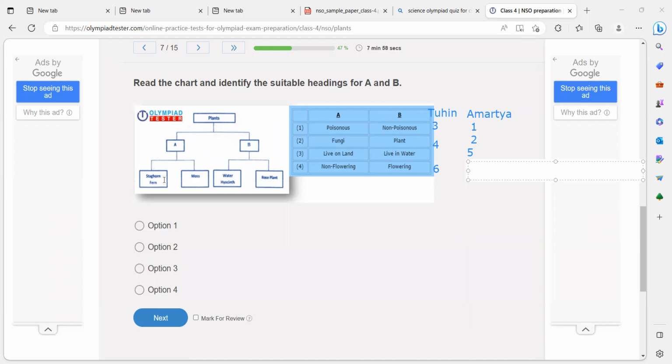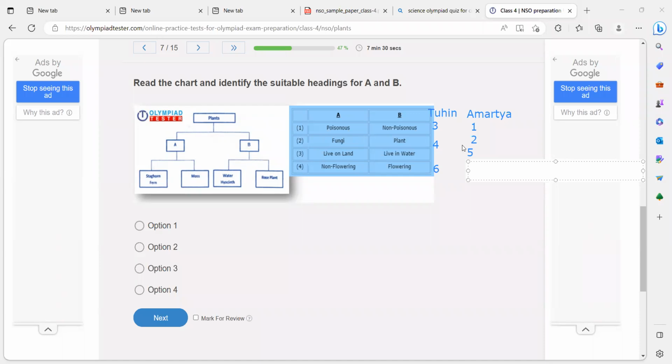So which heading will you choose, beta? Fungi, sorry ma'am, fungi. Water hyacinth is a fungi, and I think it is poisonous. So tell me which option you are going to choose. Will it be option 1 or option 2 or option 3 or option 4? Ma'am, option 2. Okay, according to you, it's option 2.